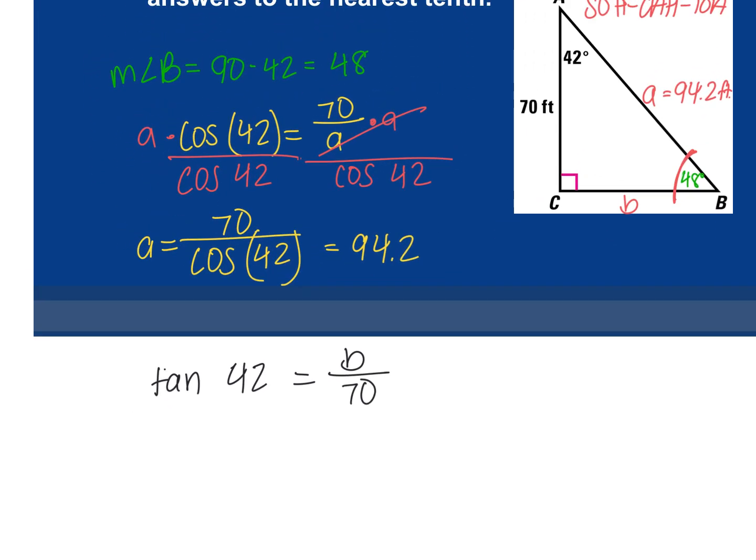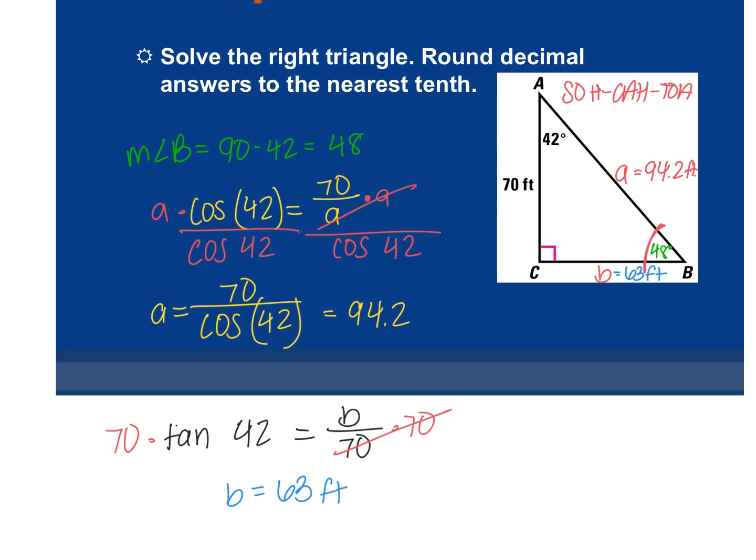And now what do I have to do to both sides? Good. Multiply both sides by 70. Then plugging it into your calculator, 70 times tan 42. Again, rounding to the nearest tenth, B is going to equal 63 feet. All right, again, you could solve this multiple different ways. I would just use what they're giving you. Questions, comments, concerns on this one?